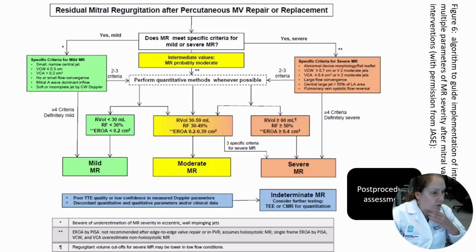William Zoghbi from Houston Methodist published this wonderful paper about how to assess residual mitral regurgitation after percutaneous mitral valve repair. And as you can see, we have certain thresholds that we can quantify into mild, moderate, or severe MR. However, we need to be very considerate that most of the jets are quite eccentric, and we may underestimate the jet. So careful assessment with MPR and also 3D is very important here.